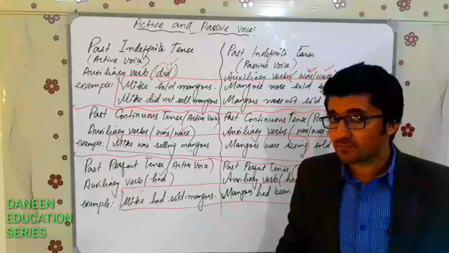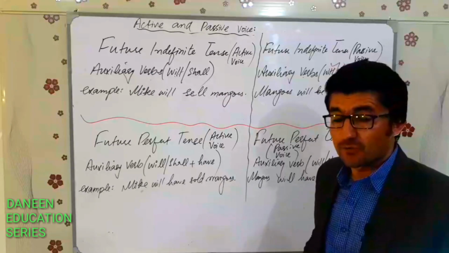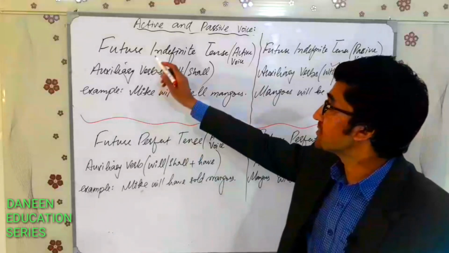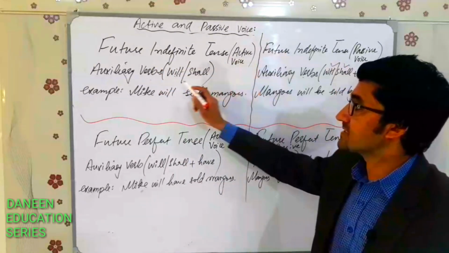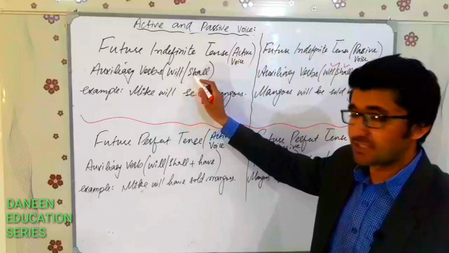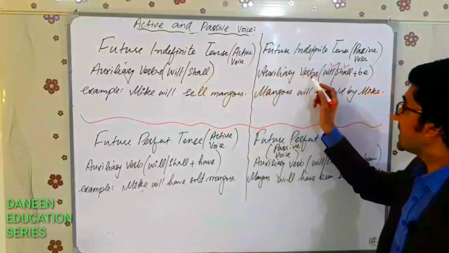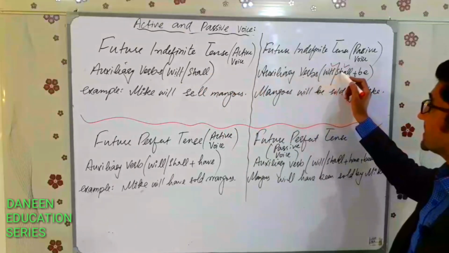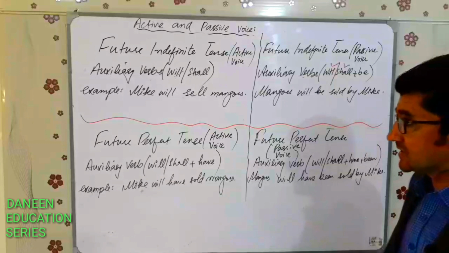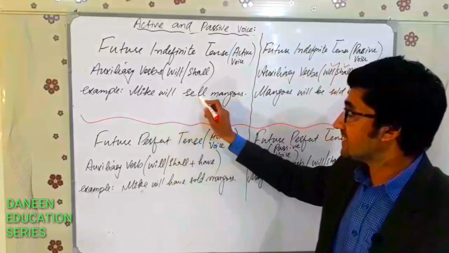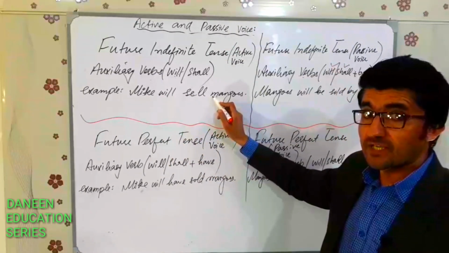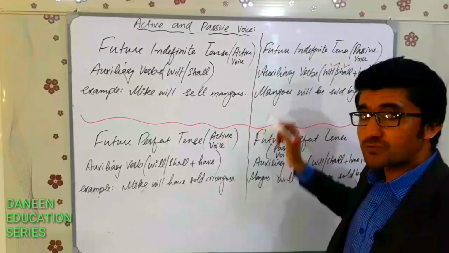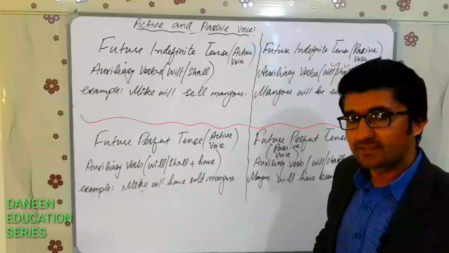Let's talk about some more topics. Let's talk about future tenses. In future indefinite tense, in its active voice, the auxiliary verbs are will and shall, while in its passive voice, the auxiliary verbs are will, shall plus be. Let's talk about this example. Mike will sell mangoes. Its passive voice is mangoes will be sold by Mike.